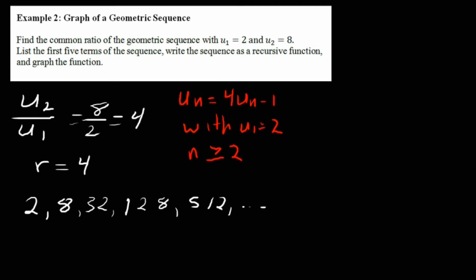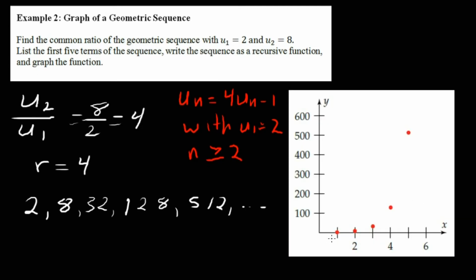Next, we'll take a look at the graph of the function. So here you can see that the first term is 2, the next term is 8, the next term is 32, the fourth term in the sequence, notice we're past 100 now, the fourth term is 128, and the fifth term is 512.